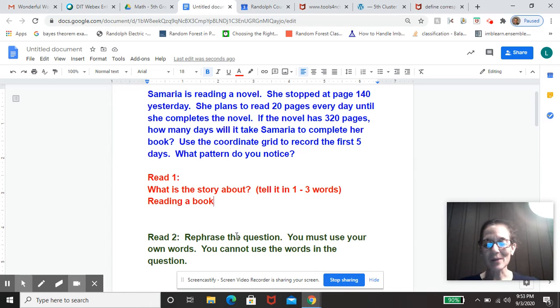Now, read number 2. You have to rephrase the question. So let's look at the question. It starts with the word how. So I'm going to highlight just the question. I can grab it all. So here's your question. It's your job to rephrase the question, but you cannot use the words that are in the question. You have to use your own words. How many days will it take Samaria to complete her book? How could you say that another way?